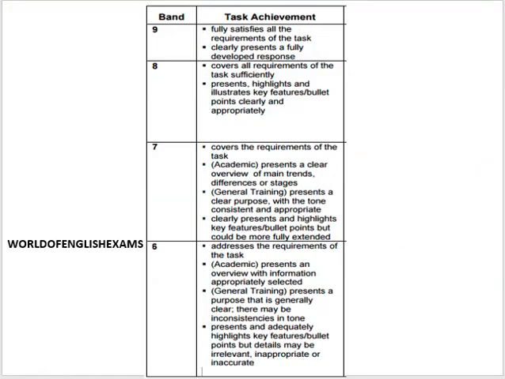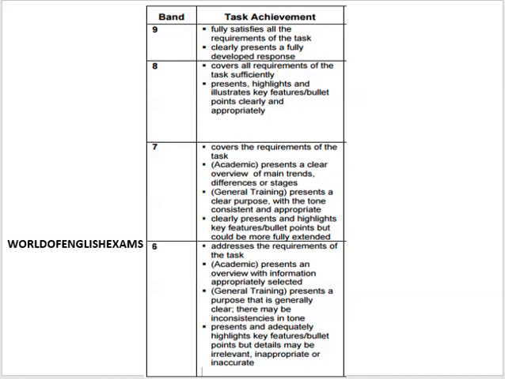Now this table basically summarizes the criteria that are required for task achievement. In order to get a band 6, you need to address the requirements of the task, which means you have to satisfy whatever the question prompt is asking you to do.